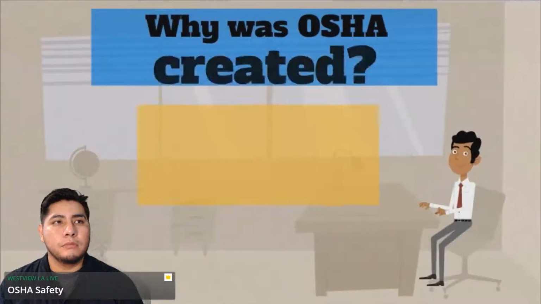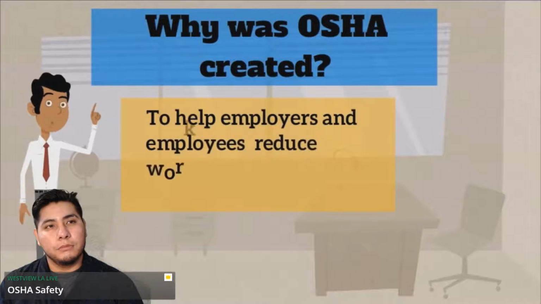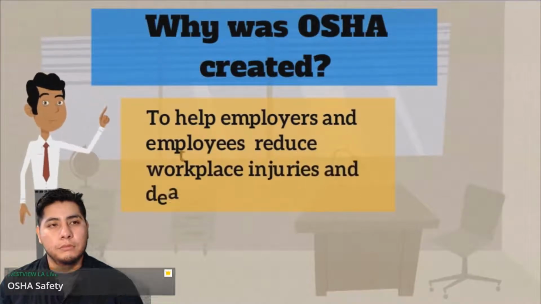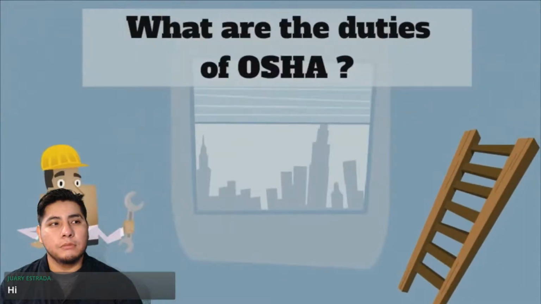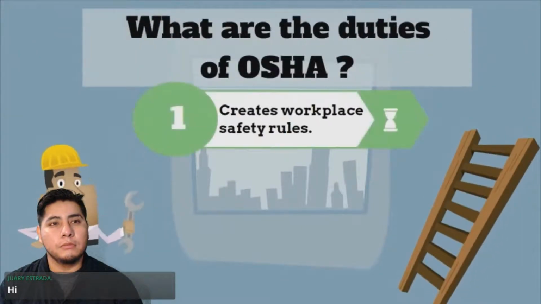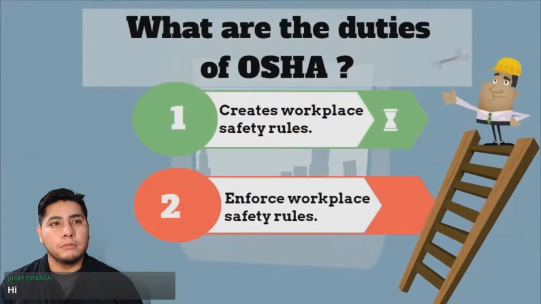So why was this government agency created? It was created in an effort to prevent workplace accidents, injuries, and deaths. OSHA has many duties and responsibilities. What are these? It's to create workplace safety rules, as well as to enforce workplace safety rules.